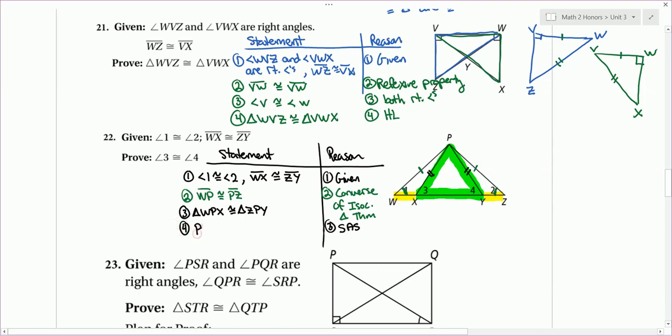So line segment PX is congruent to segment PY, because using statement 3, we have those two smaller triangles congruent to each other, and so statement 4, we have that corresponding parts of congruent triangles are congruent. And now we can finally get to what we're trying to prove, which is that angle 3 is congruent to angle 4. And the reason is the isosceles triangle theorem.